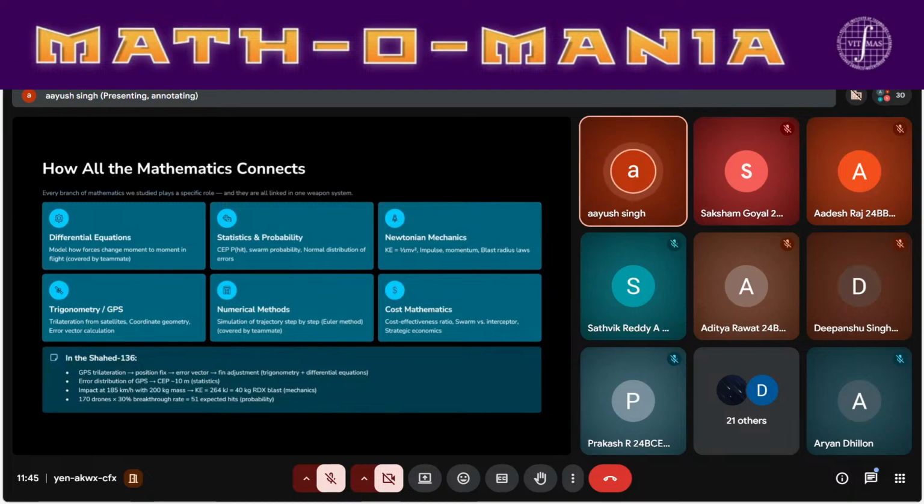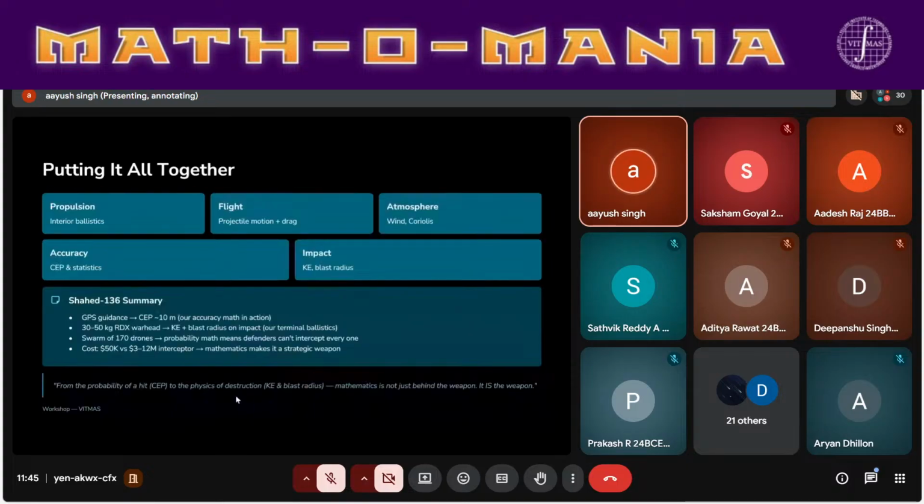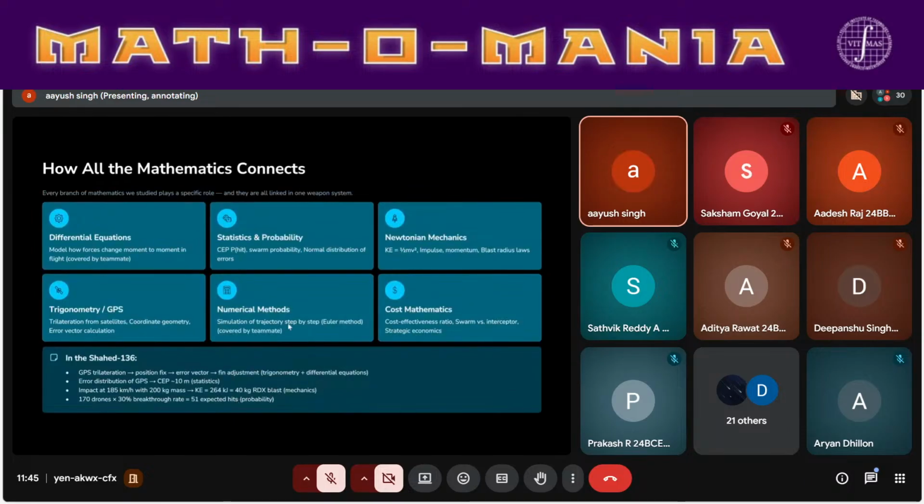After this, let us try to summarize this half of the session. These areas of mathematics have been used behind weapons. First is differential equation, which has been talked about by Shirish in detail. Second is statistics and probability, which is CEP, swarm probability, and normal distribution of errors. We also talked about Newtonian mechanics, such as kinetic energy, impulse, etc. Then we talked about the trigonometry behind these weapons, for example, the trilateration from satellites. We discussed several numerical methods, and then we also saw the cost behind the warfare.